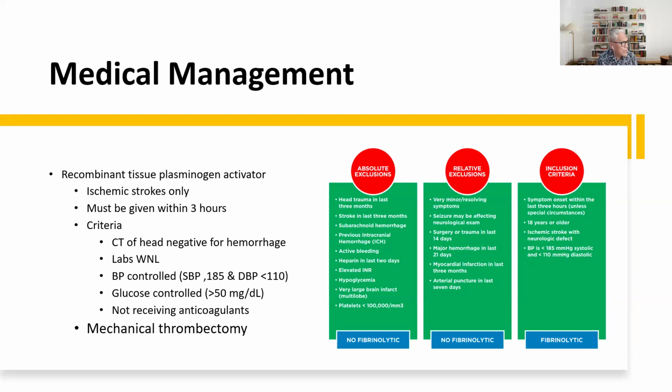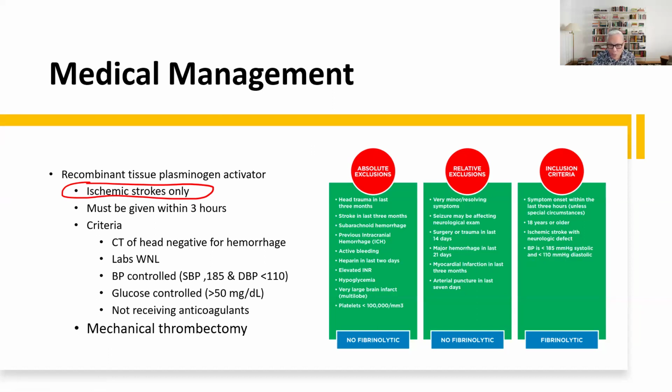And of course, this must be given within the first 3 hours. So TPA is only given for ischemic strokes only. Okay. Remember that this is going to lyse or dissolve any existing blood clots, and that is the reason why this is going to be used only for ischemic strokes.